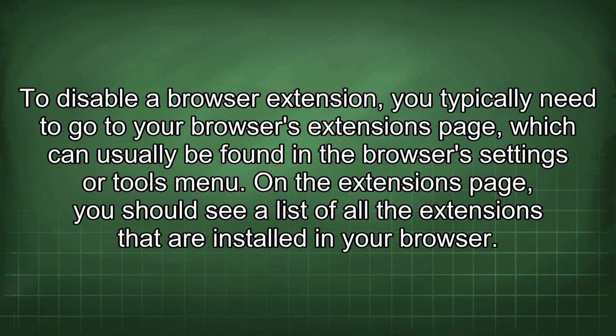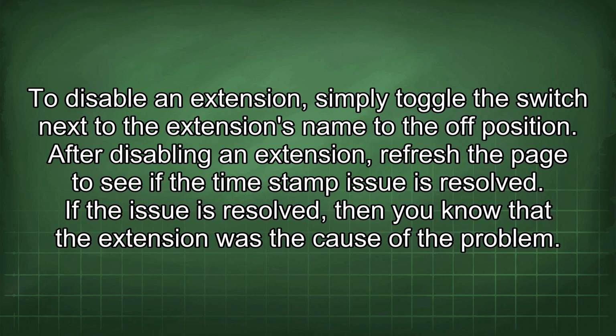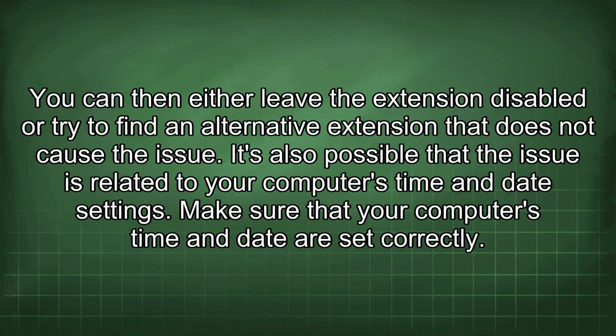On the extensions page, you should see a list of all the extensions that are installed in your browser. To disable an extension, simply toggle the switch next to the extension's name to the off position. After disabling an extension, refresh the page to see if the timestamp issue is resolved. If the issue is resolved, then you know that the extension was the cause of the problem. You can then either leave the extension disabled or try to find an alternative extension that does not cause the issue.